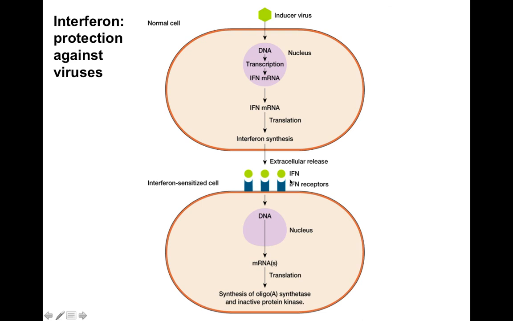The interferon, as it binds this receptor, is going to initiate a signal transduction cascade, and this is going to activate transcription of genes that are needed, and then these genes will be translated to make two very important proteins. One is an oligo A synthetase, and the other is an inactive protein kinase.